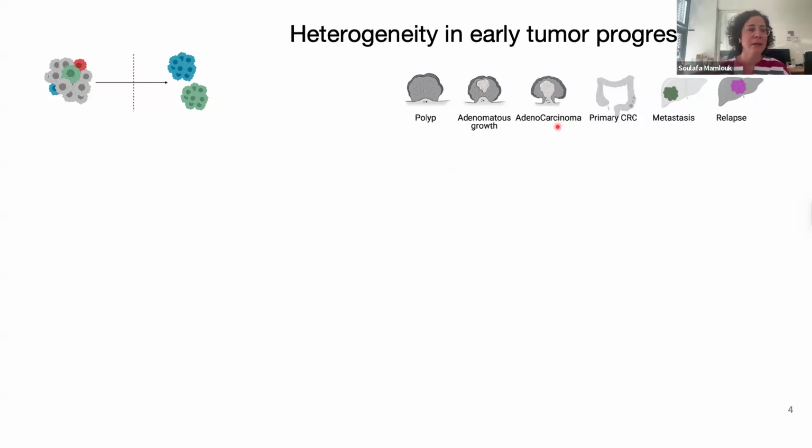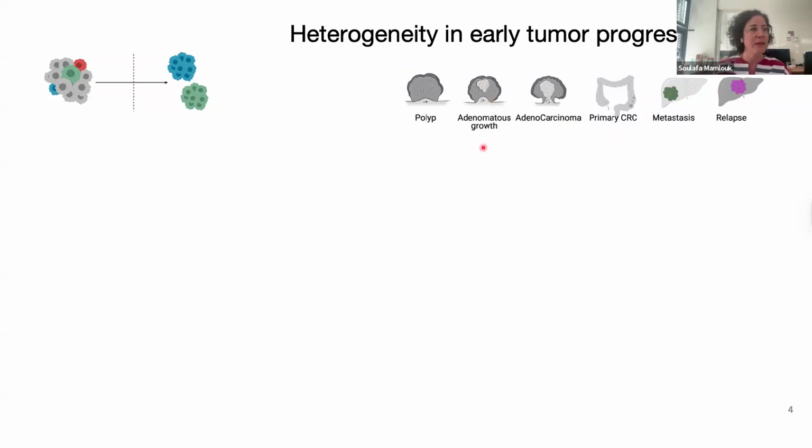It can invade the surrounding tissue, and at that point this is the primary colorectal cancer, and it can move into the body and metastasize, very often to the liver. And here, if you remove the liver metastasis, we also quite often get a relapse. So these are the samples we have at the clinic and that we investigate.